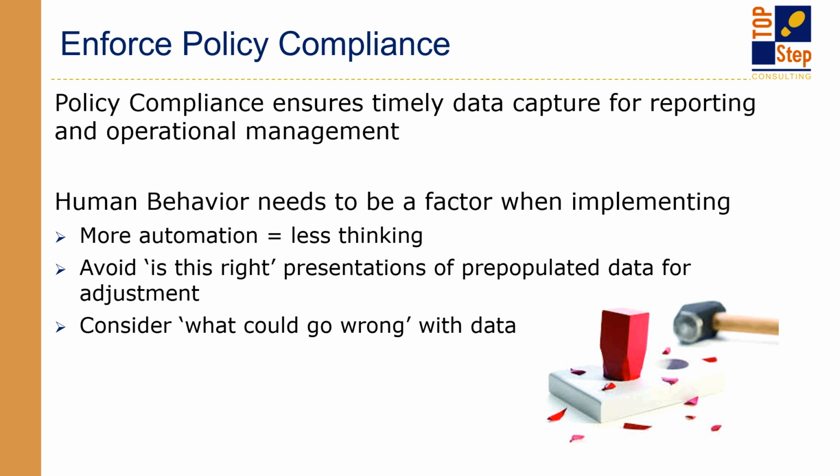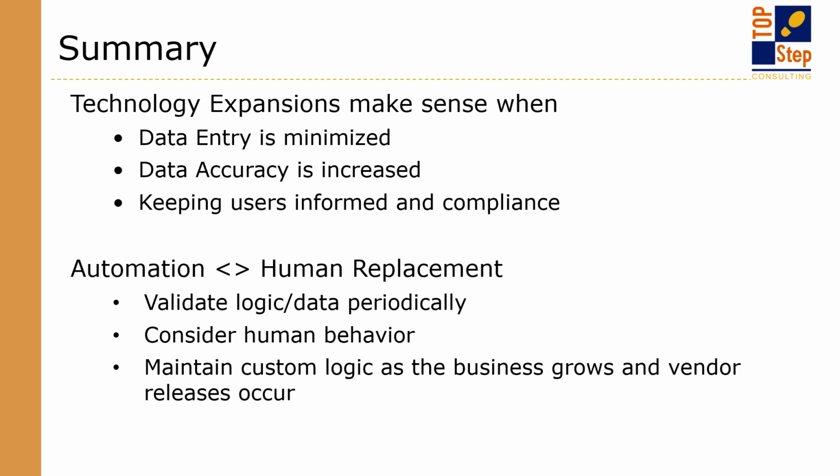Next, last but not least, let's summarize what we talked about today. Some technology expansions will make sense when data entry is minimized, the accuracy is increased, and it keeps users informed and compliant. Who does not want their users informed and compliant? Everybody. That would make life so much easier if everybody would just do everything whenever they're supposed to and do everything the way that it's supposed to be done. That doesn't happen. We're all humans. We all make mistakes. We all mess up. So we want to make sure that we have that information completed.